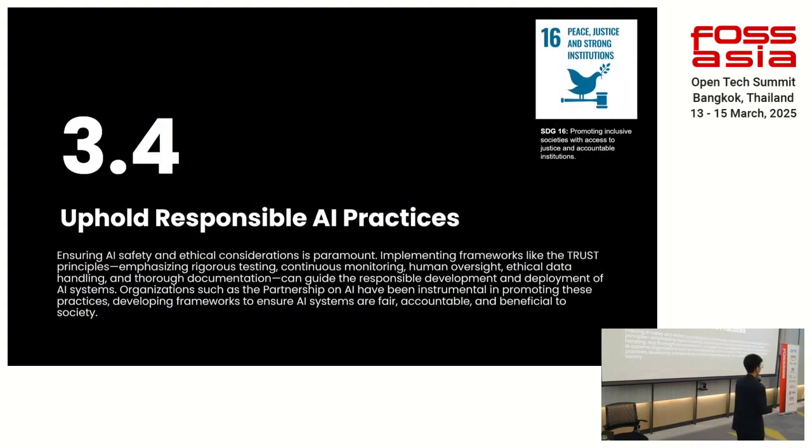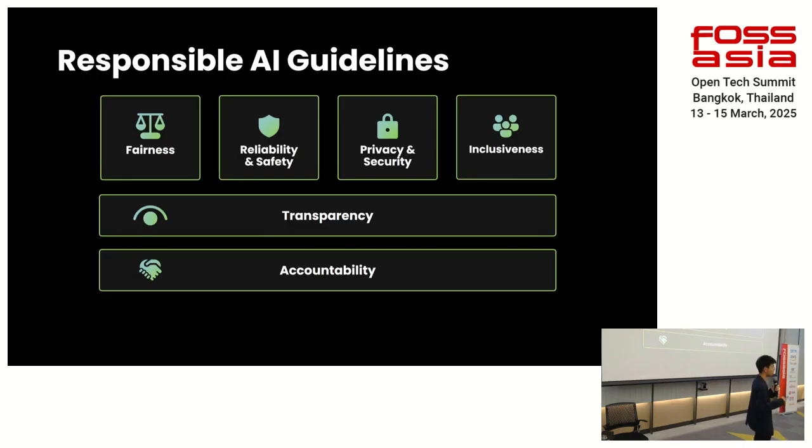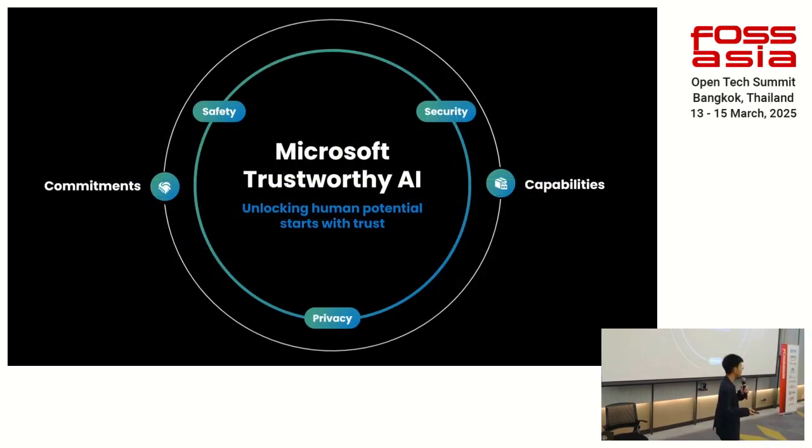Another thing is to uphold responsible AI practice. I would say that we need responsible AI for generating answers or results which are good and safe for everybody. And since we have responsible AI, we need to move toward trustworthy AI, which brings you safety, security, and privacy.